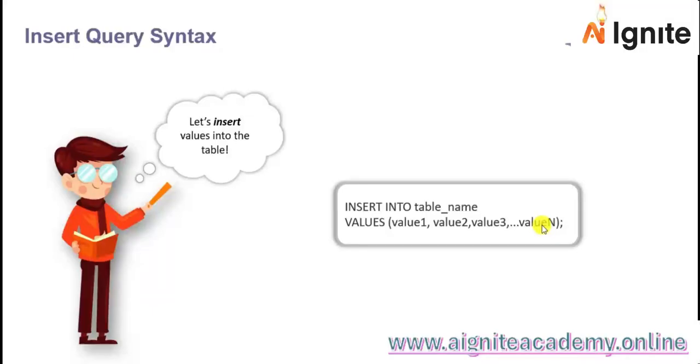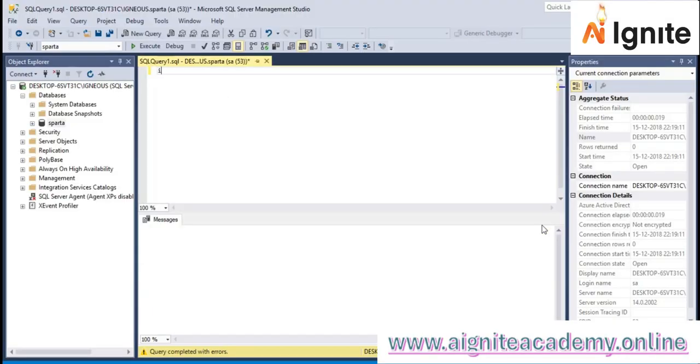Now let's go to MS SQL Server and insert records into our employee table. So let me start with the command. I will type INSERT INTO, then give the name of the table, which would be employee, after which I will give the keyword VALUES. And inside the parentheses, I can give all of the records. So let me start with the first record.